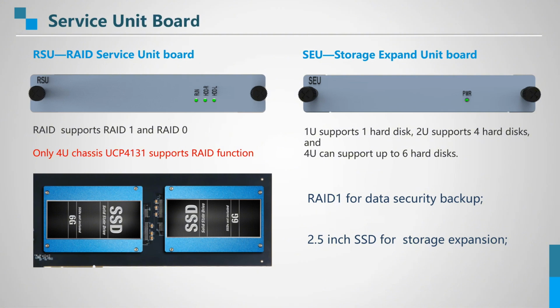Now, let's discuss the Service Unit Boards. The RAID Service Unit Board, RSU, available only in the 4U chassis UCP 4131, offers RAID1 and RAID0 functions. RAID1 provides data security backup, protecting your valuable information, while also supporting 2.5-inch SSD storage expansion for increased capacity. This is crucial for enterprise users with high data security requirements, as it effectively prevents data loss and ensures business continuity.